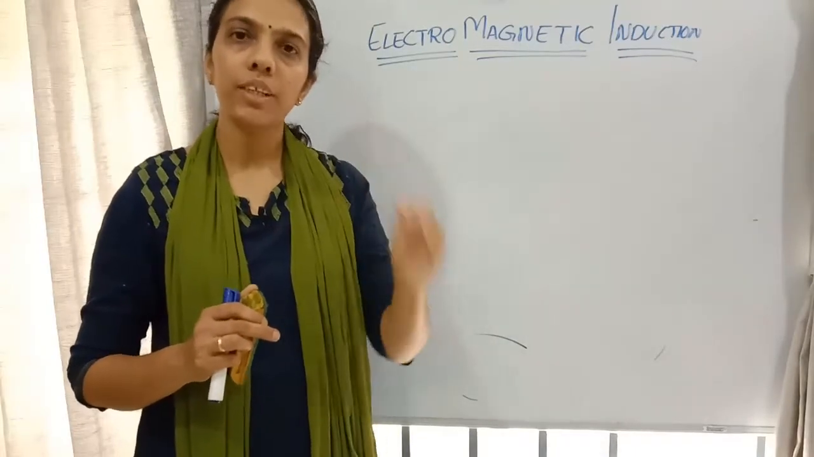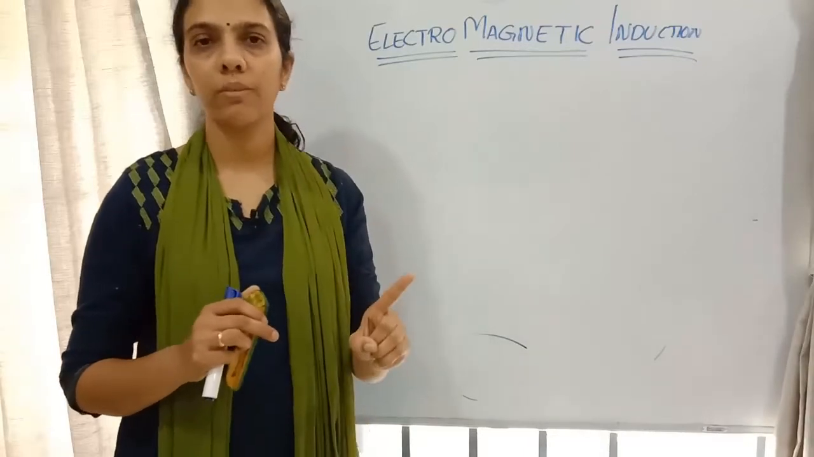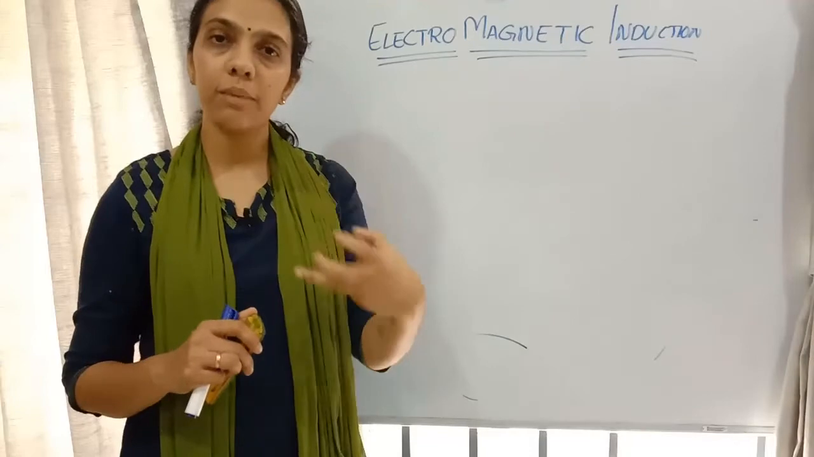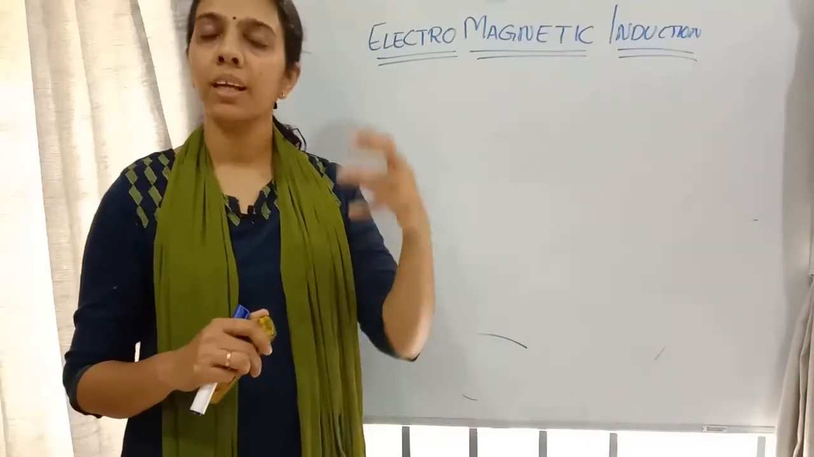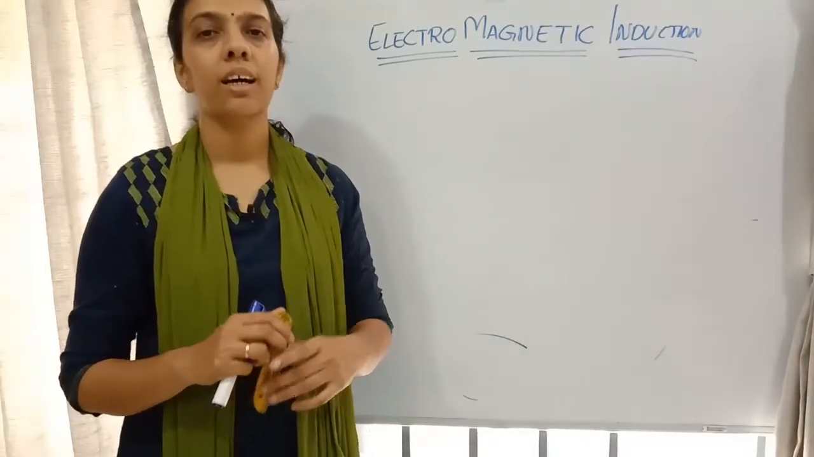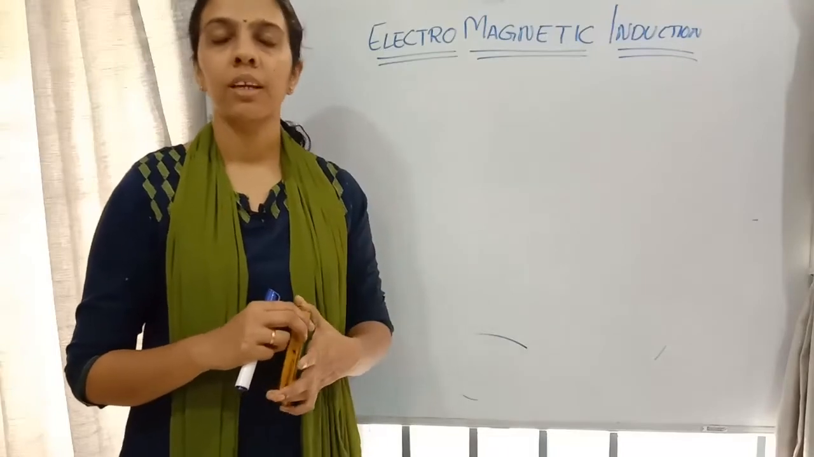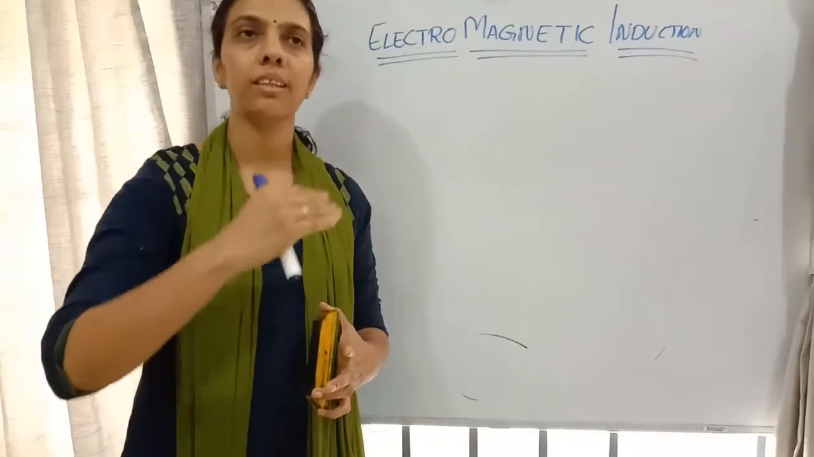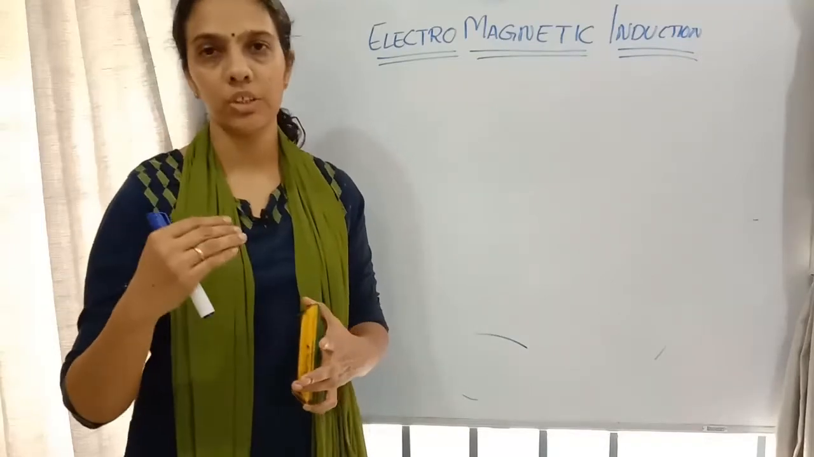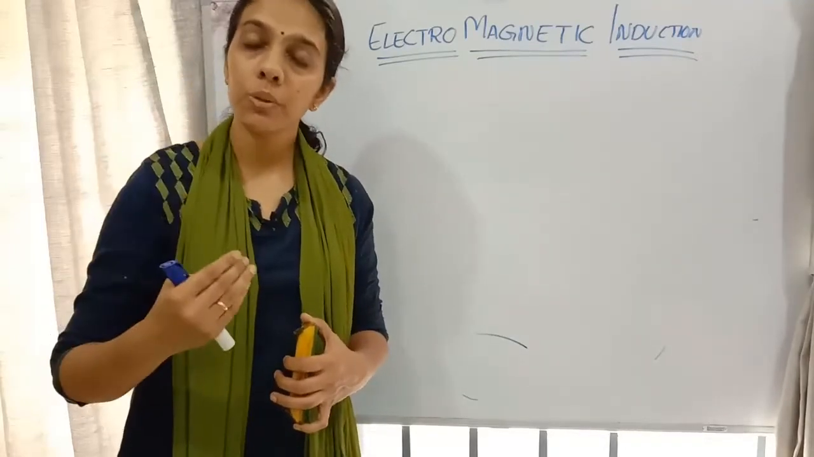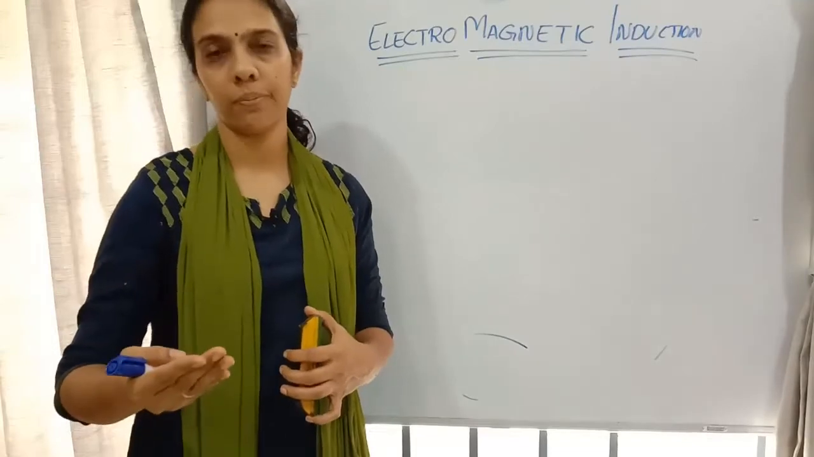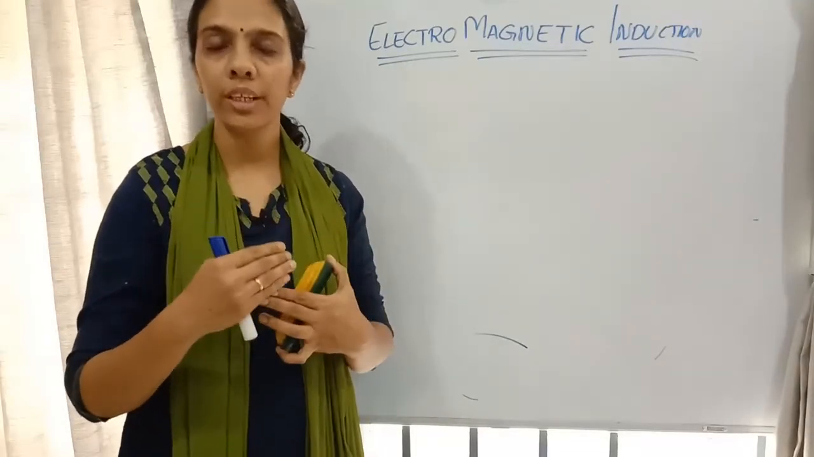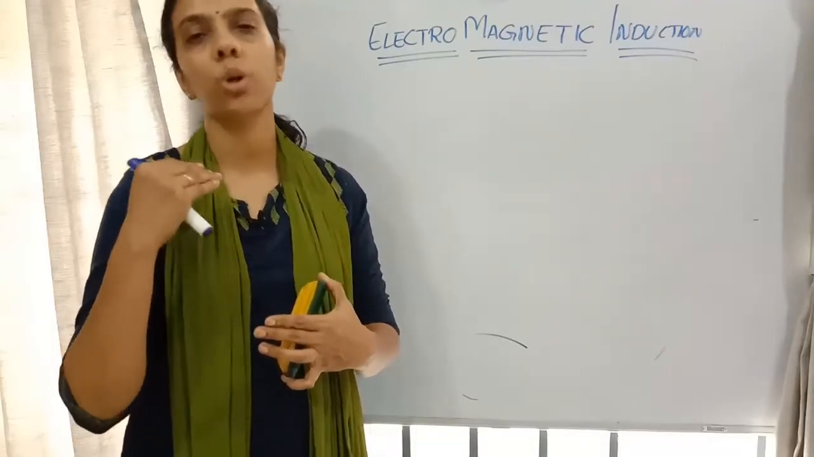Self-induction means only one coil will be there. The current carrying coil will be inducing an EMF in itself. That property is called self-induction. Instead of that, if we are considering two coils and current in one of the coils is changing, that gives an induced EMF in the other coil. So it is between the two coils. Mutual induction is between the two coils.